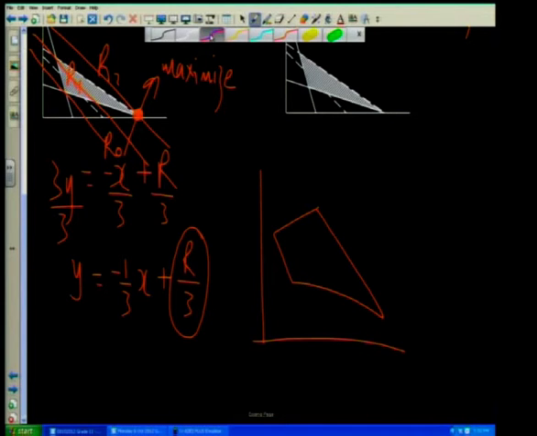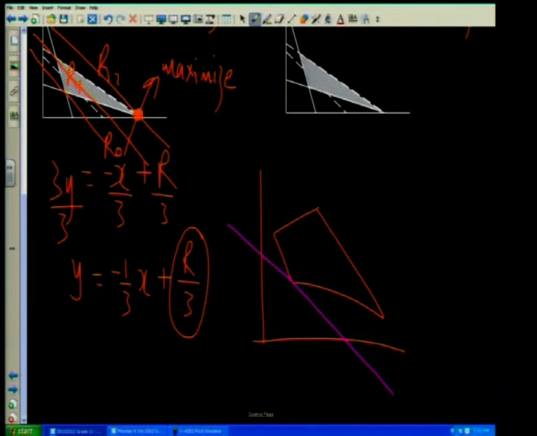let's go for a different pen here. The slope of your objective function could be so gentle that it touches this point. Let's call it A, B, C, D.